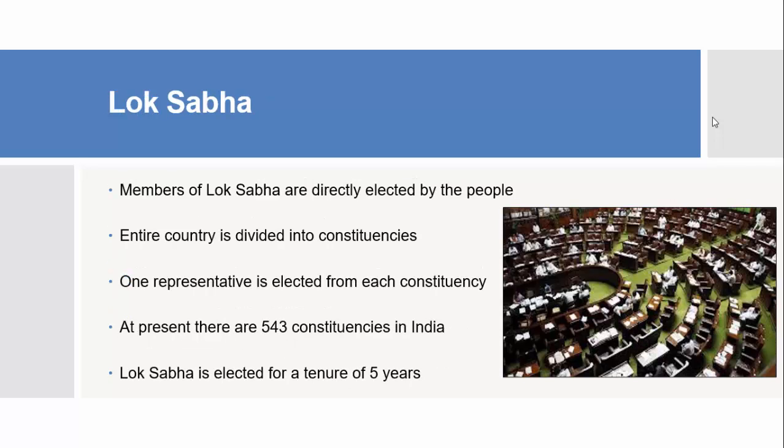In this slide, we will discuss Lok Sabha. Members of Lok Sabha are directly elected by the people. The entire country is divided into constituencies. One representative is elected from each constituency. At present, there are 543 constituencies in India. Lok Sabha is elected for a term of 5 years.